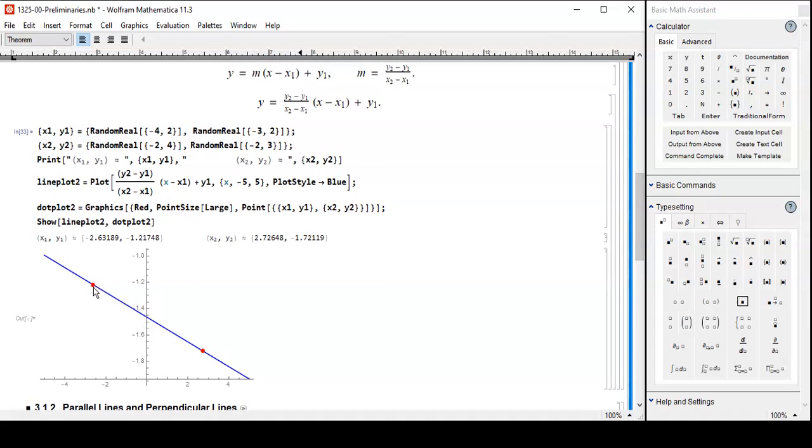Here are a couple of points, x1, y1, x2, y2. And then the slope is, as I move horizontally x2 minus x1, the difference of x coordinates, I have to go up by y2 minus y1, the difference of y coordinates. I'm going down because that difference is negative.